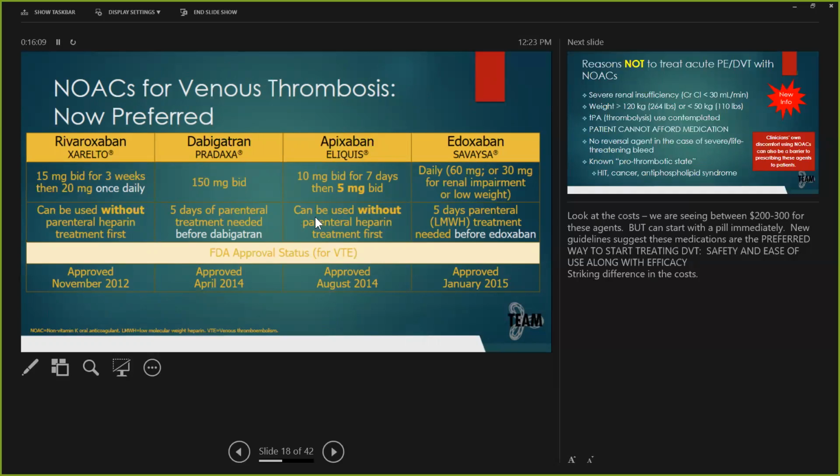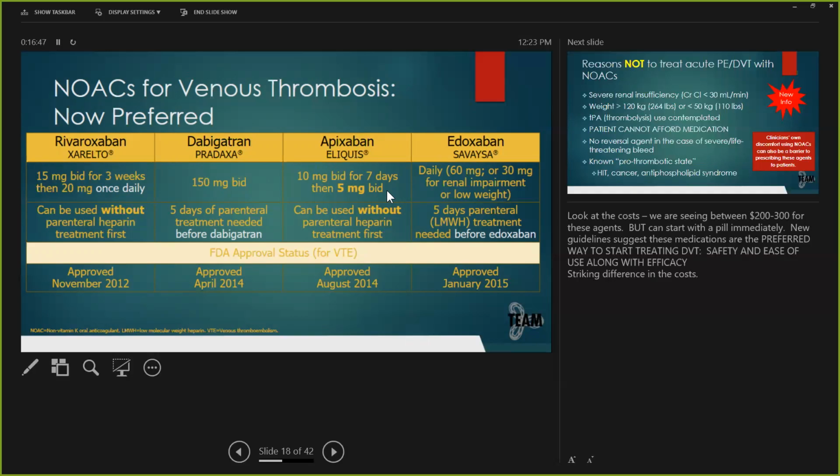Eliquis is also the same. You don't need any parenteral heparin for this. For the third one, apixaban, the loading dose is 10 milligram BID for 7 days, and then you go to 5 milligram BID. But for the other two, Pradaxa and edoxaban, you need a little bit of low molecular weight heparin overlap for 5 days before you start them. So that's why I think Xarelto and Eliquis have been more popular than Pradaxa and edoxaban, because we don't need any pre-Lovenox for those 2 drugs.